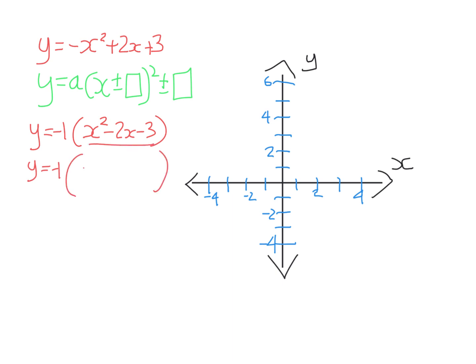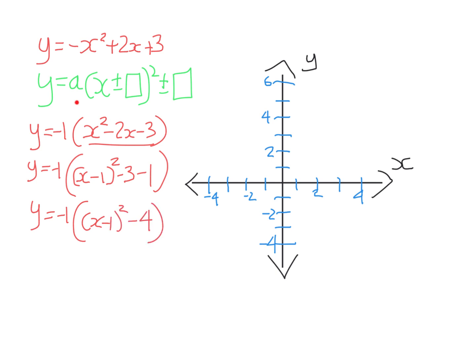So what I do is I get my brackets. Now the number that goes inside with x is half of b. b here is -2. Half of that, of course, gives me -1. So on the outside, I take my -3 and I need to subtract this number squared. So -1 squared is +1, so I subtract that. So I have y equals -1, x minus 1 squared minus 4.